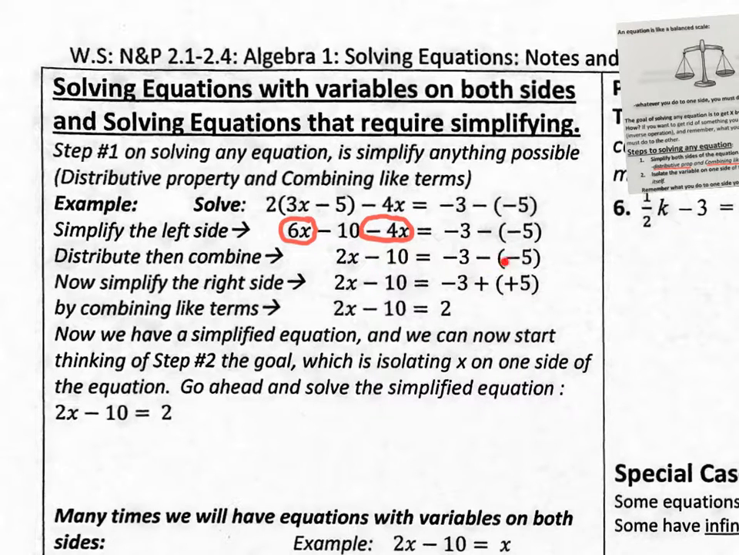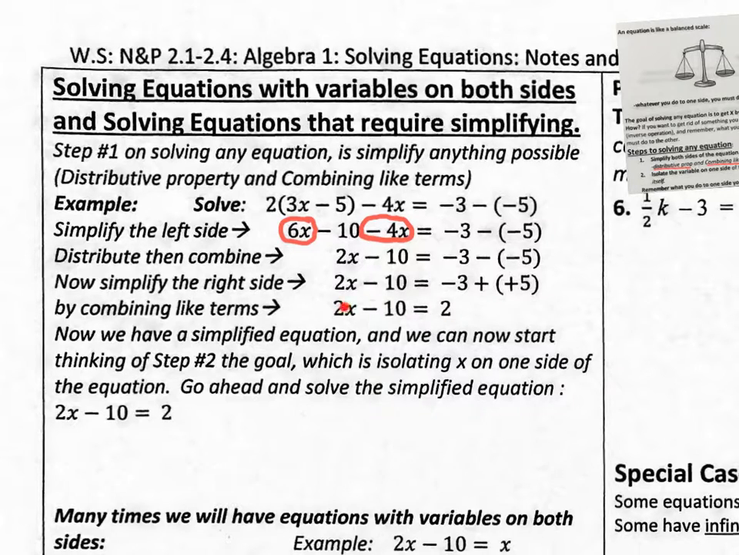Now I'm going to look at the right side and see if I could simplify. Of course, when you have a minus, minus right next to each other, you change them to plus plus. And then I could actually combine negative 3 plus 5. If I owe $3 and I have $5, I could pay them off. I'll have $2 left over. Now this is what we call our simplified equation. It is completely simplified. There is no more distributive property, no more combining like terms. The left side simplified, the right side simplified.